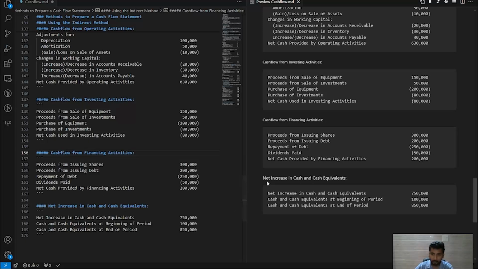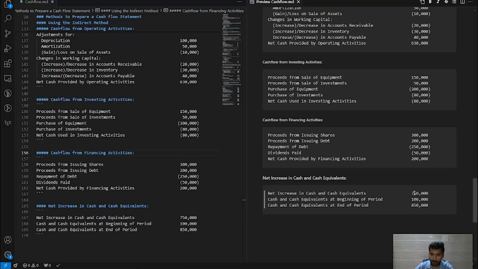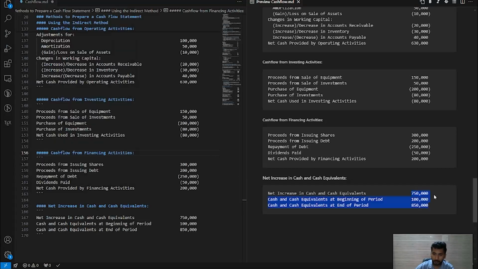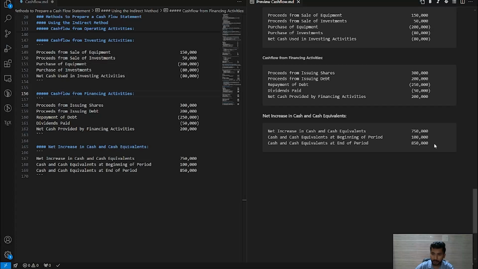Now, we shall talk about the net increase in cash and cash equivalents. The net increase in cash and cash equivalents is rupees 7 lakh 50,000. That is 6 lakh 30,000 plus 2 lakh minus 30,000, which is 7 lakh 50,000. The cash at the beginning of the period was rupees 1 lakh, and at the end of the period it is rupees 8 lakh 50,000.